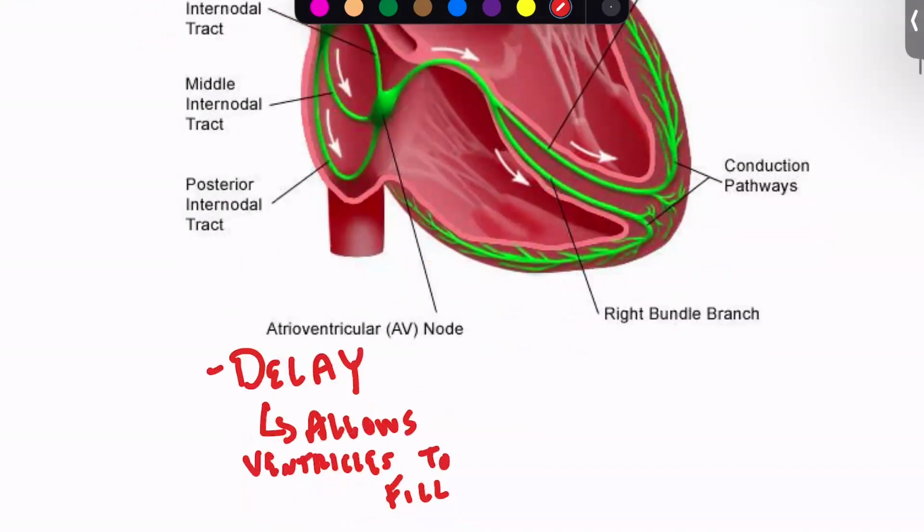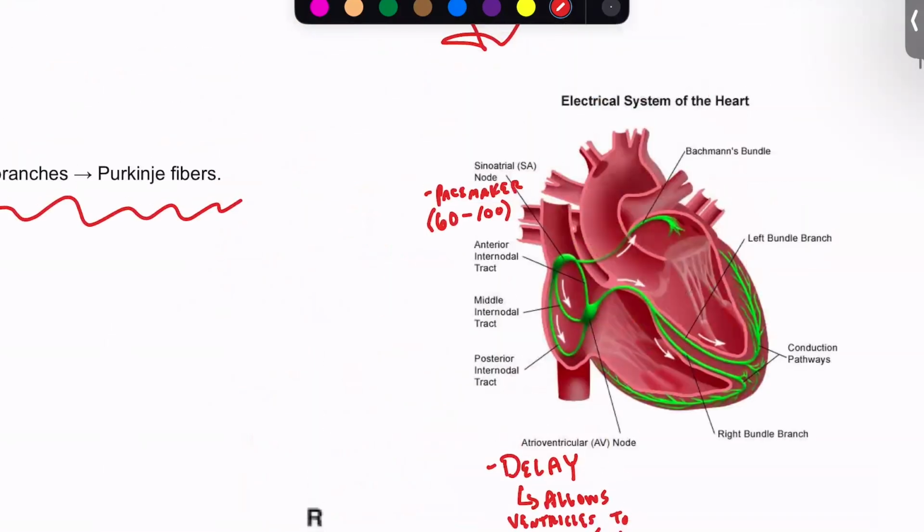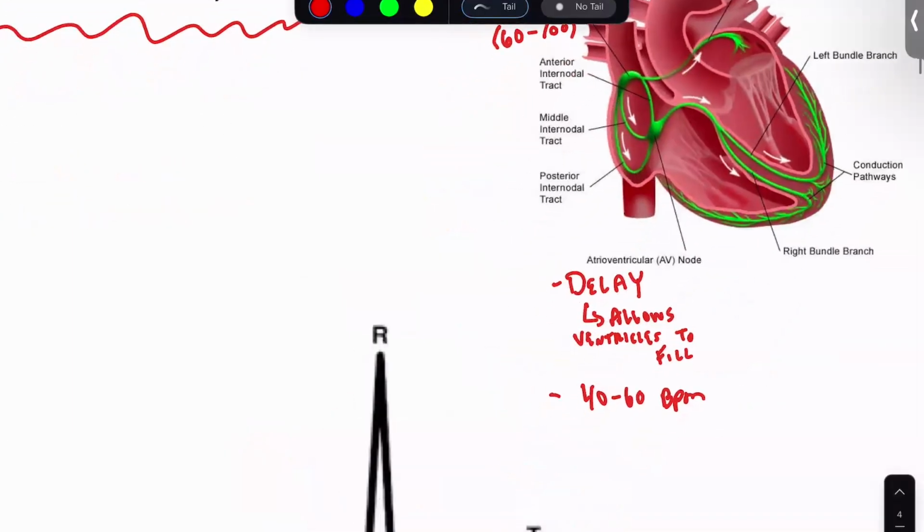And this is our backup pacemaker. And so it keeps us at about 40 to 60 beats per minute. So if you have an MI and you knock out your SA node, you might still be fine, but your heart rate is going to be slowed down big time because now you're operating off the AV node.